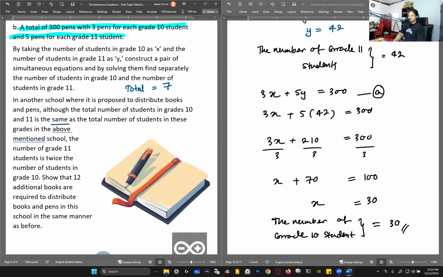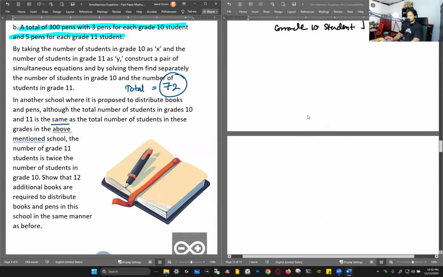70. If you add grade 10 and grade 11, 72, right? The total number of students is 72. But now there's a small catch.